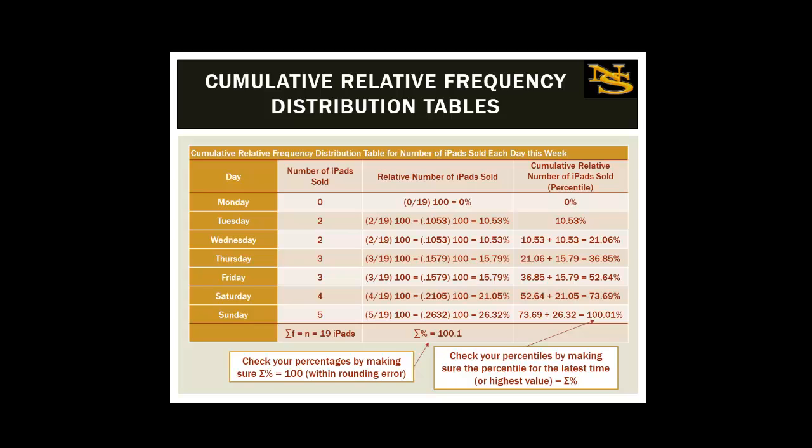One good way to check your values, to make sure you didn't make any mistakes, is to make sure that when you get to the percentile for the highest value or the latest value in your data set, that equals the sum of your percentages in the column right next to it.